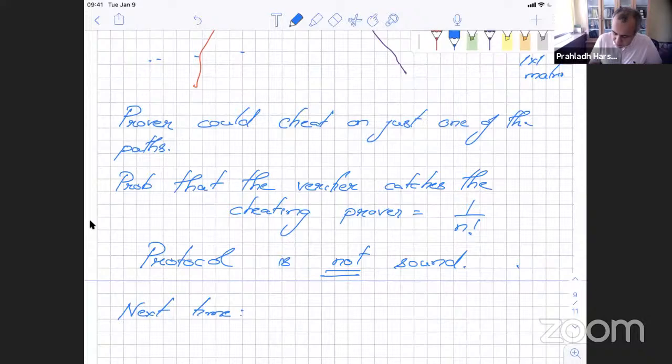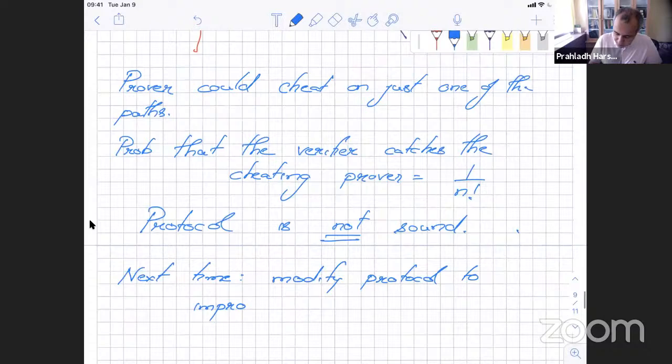Modify protocol to improve rejecting probability from 1 by n factorial to half or any constant.